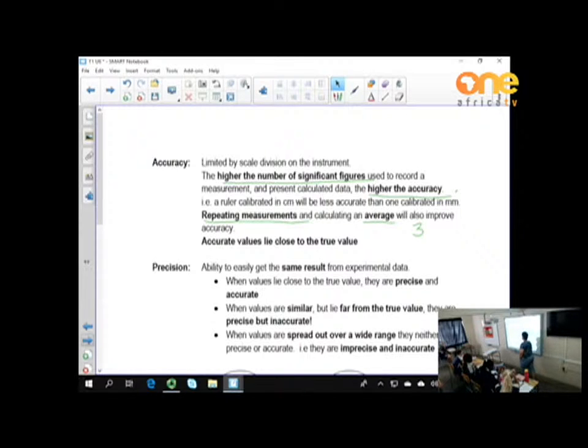Accurate values lie very close to the true value. I'll come back to that term in a moment. Precision, to be precise. The ability to get the same result from experimental data. Then you are precise. When values lie close to the true value, they are precise and accurate. So does being precise and being accurate mean the same thing? No, it doesn't.